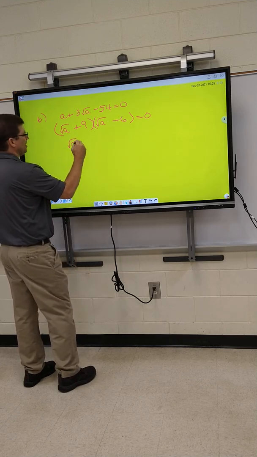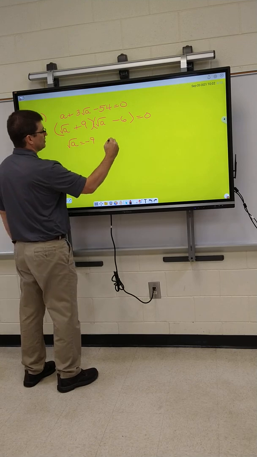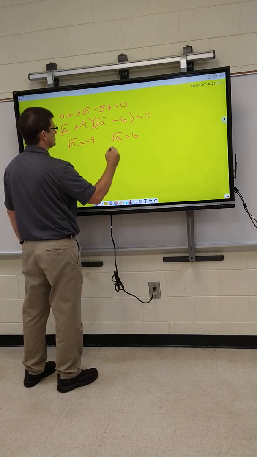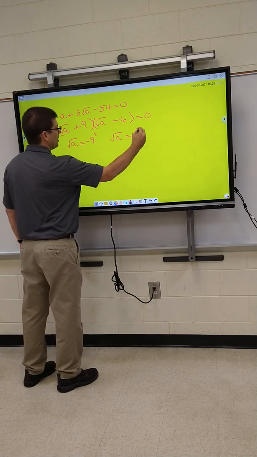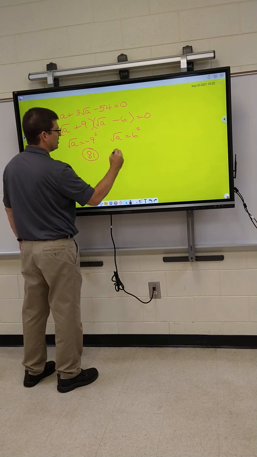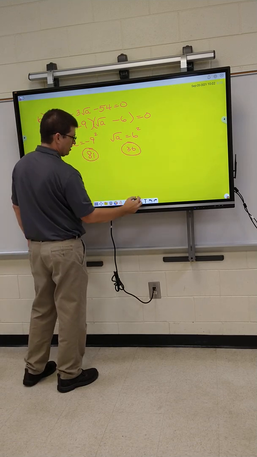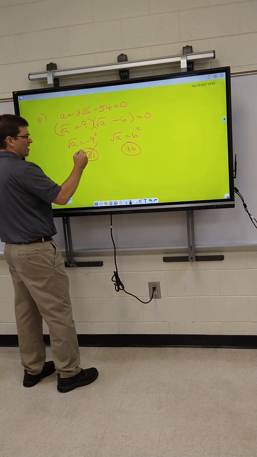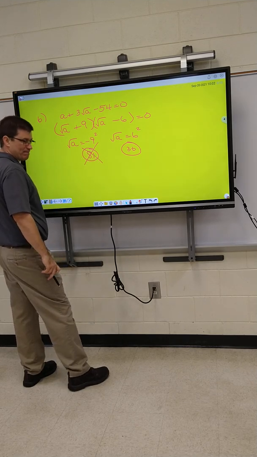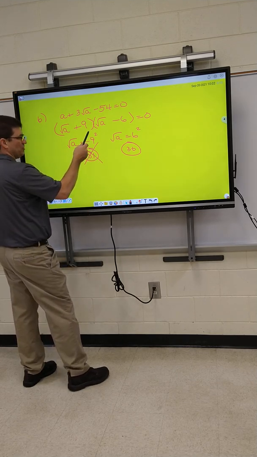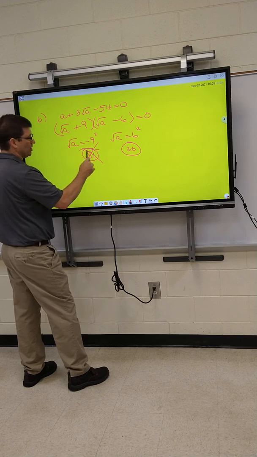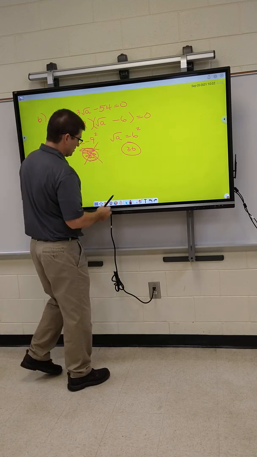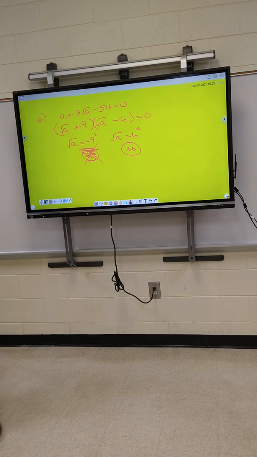So root A equals negative 9. Root A equals 6. Square it and square it. I got 81. I got 36. Now, Cadence canceled out this answer. Why did she do that? Because it was a negative. If it's a negative before you square it, it's not going to work. You can cancel that. The only answer on this problem is 36. Okay? What's funny about that answer, Kate?